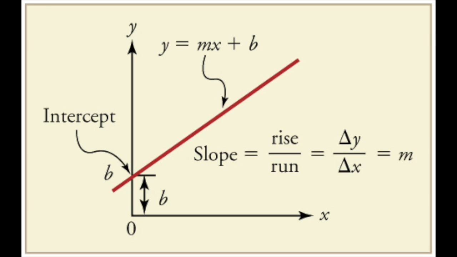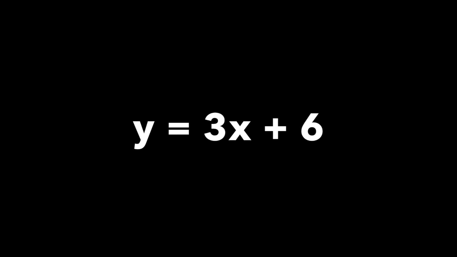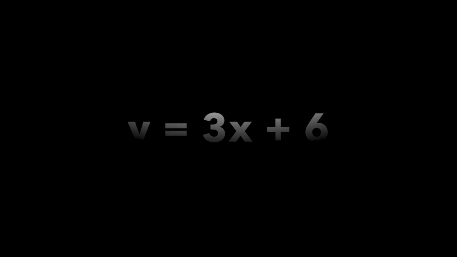Let's talk about slope. Y equals mx plus b is the slope-intercept form of an equation. M represents the slope. B represents the y-intercept. The y-intercept is where the graph hits the y-axis. That's the up and down one. Slope represents the rise over the run. That's the value it goes up or down, divided by the value it goes left or right. For example, in this equation, 3 would be the slope, and 6 would be our y-intercept.